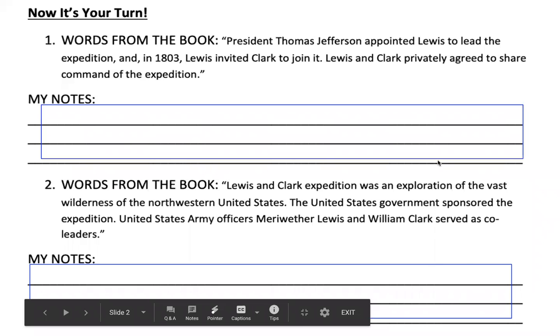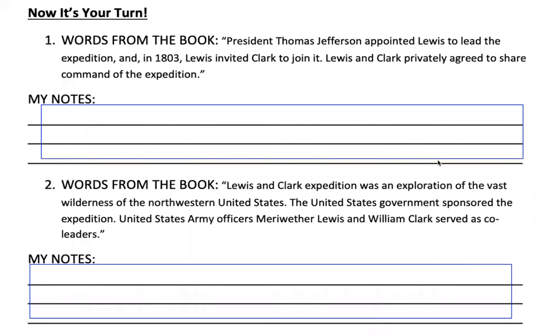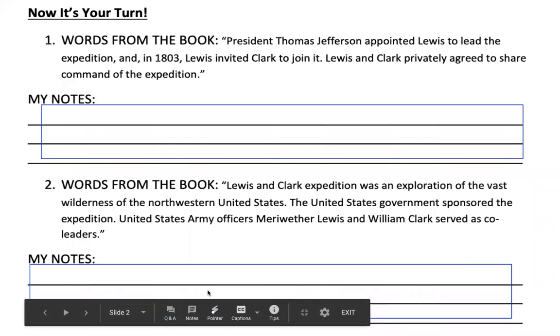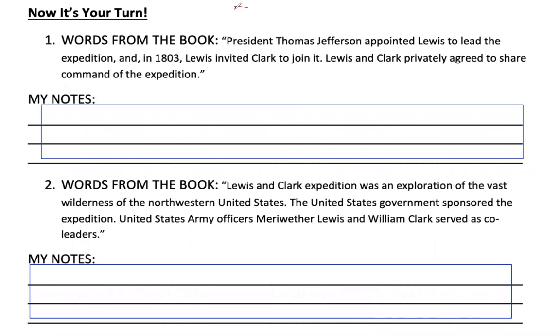So our next one here, and again, you'll notice all of these quotes have almost too much information. So we have to really work on, I would say the 5 W's are definitely the most helpful to find the main idea. And what can you get rid of? What can you write down that really shortens it up? So we have President Thomas Jefferson appointed Lewis to lead the expedition. And in 1803, Lewis invited Clark to join it. Lewis and Clark privately agreed to share command of the expedition.